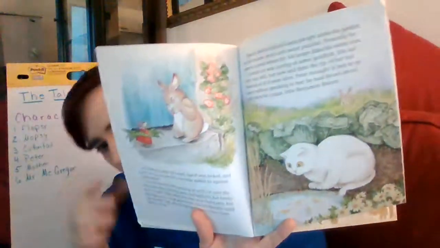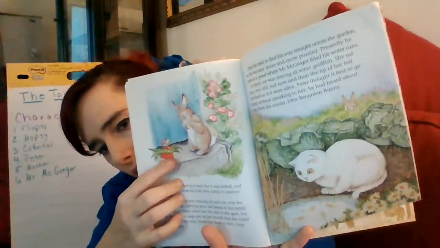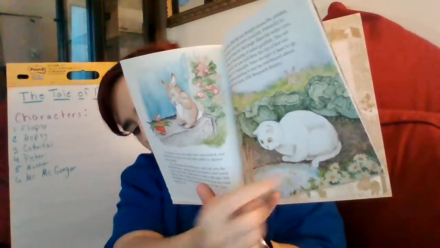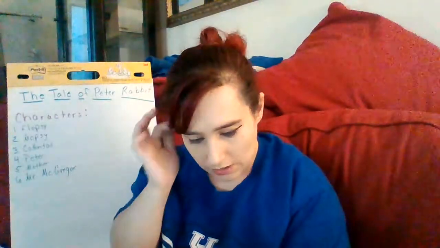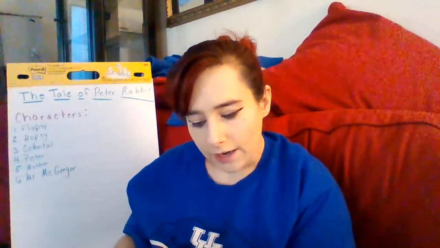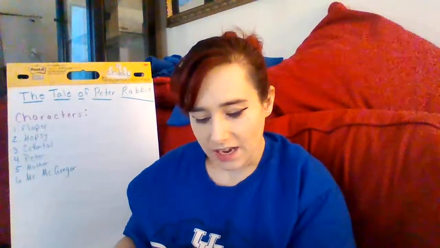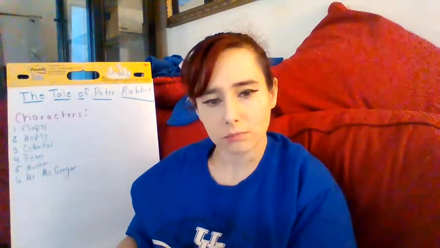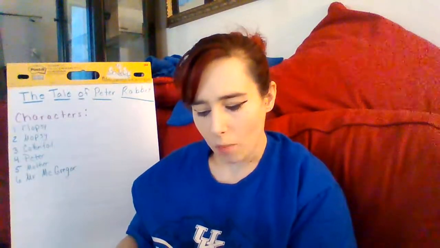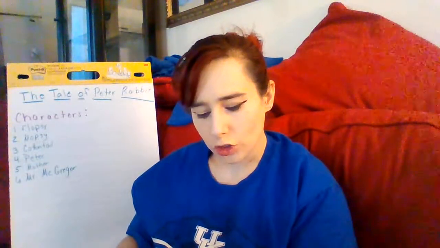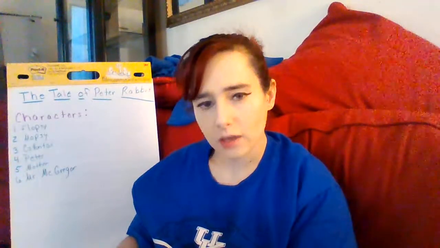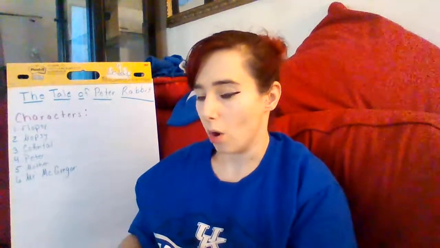Ooh, what about this page? Do we see any new characters? We've got this animal here, this mouse. And then over here, we have this cat. Let's see if they're actually characters. He found a door in a wall, but it was locked and there was no room for a fat little rabbit to squeeze underneath. An old mouse was running in and out over the stone doorstep, carrying peas and beans to her family in the wood. So there's another character, the old mouse.